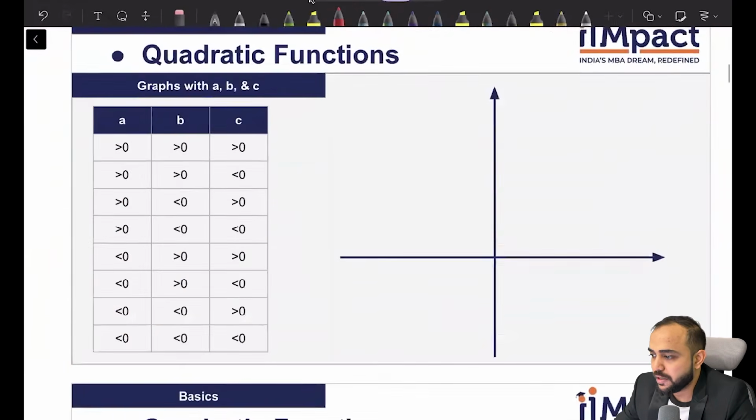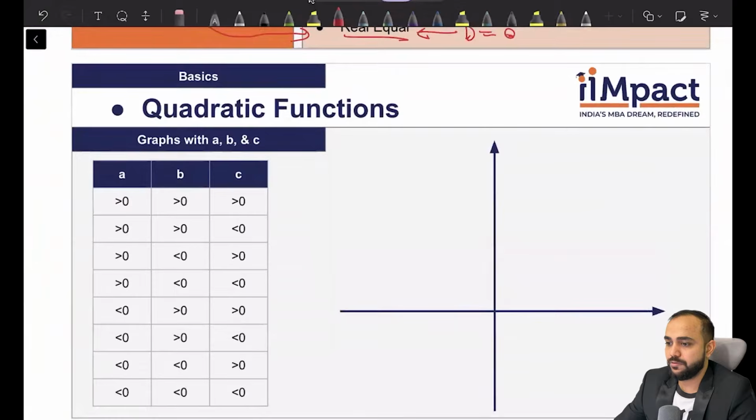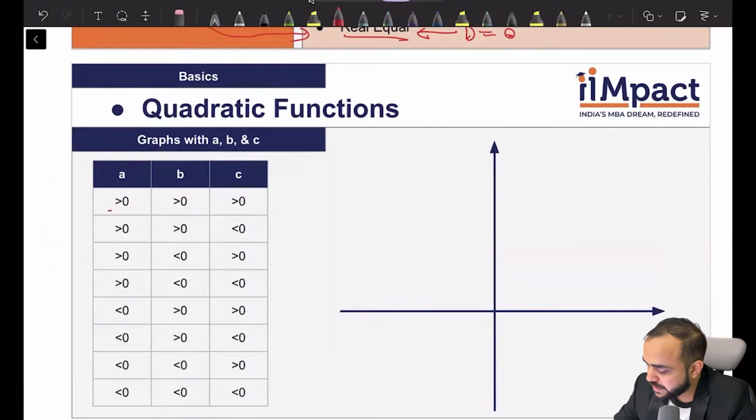All right, great. So let us deep dive one level further, basis the signs of A, B, and C. Now, if A is greater than 0, B is greater than 0, and C is greater than 0, what will your parabola look like? First of all, because A is greater than 0, it will be curved upwards. Your intersection point with the y-axis is going to be on the positive side because C is greater than 0.